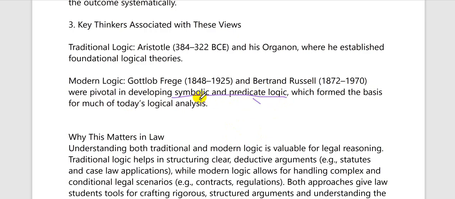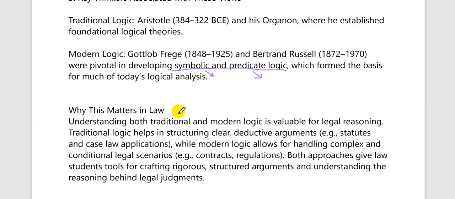So what is predicate logic? Symbolic logic, we already know, is logic based on symbols and mathematical operations, utilized in computer science and maths. Predicate logic we will understand later, but it formed the basis for much of today's logical analysis.